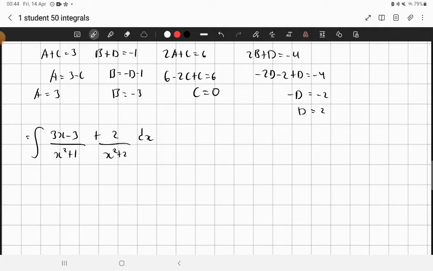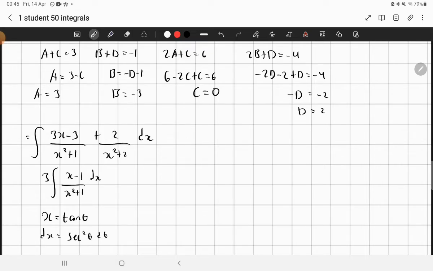I'm gonna do one by one. So I'll be focusing on the first one. I can't factor it out. But I'm gonna focus on the first one, 3x minus 3 over x squared plus 1. So I can't do anything about that integral directly, but what I can do is substitution, and the appropriate substitution will be tangent. So I know that when x is equal to tangent theta, dx is equal to secant squared theta d theta.